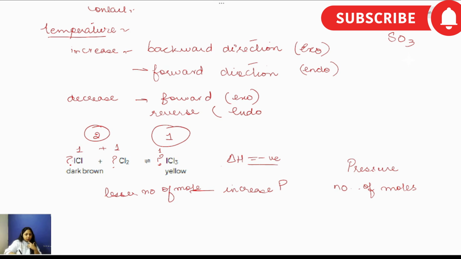The third thing is the concentration. This is 2, this is 1. Let's talk about the concentration. Now you need to listen to me carefully. Now my product is formed, iodine trichloride is formed. Now I have extracted it, taken it out of the system. Now there is no ICl3 in the system. What would be the direction of equilibrium?